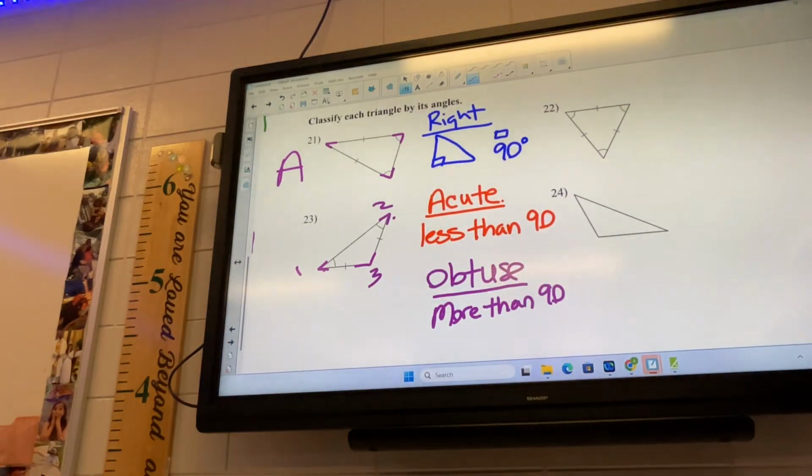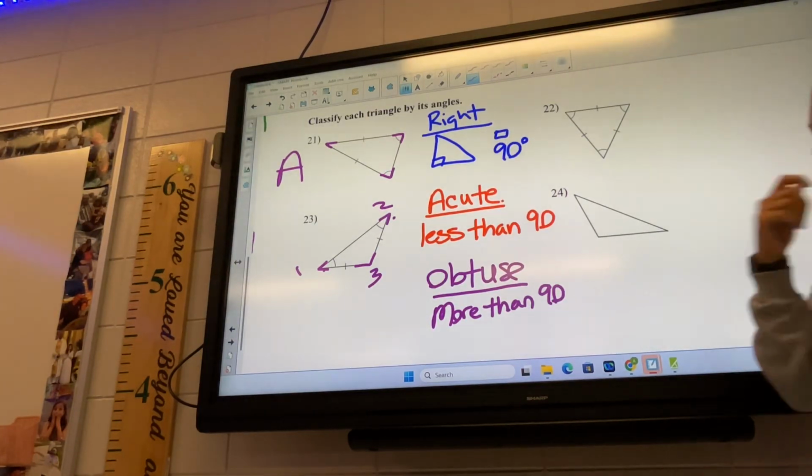You guys know rock, paper, scissors, right? If you have a scissors and I have a rock, who wins? The rock wins. The rock trumps, aka beats, the scissors, okay? So if you have obtuse, it beats everything else, okay?